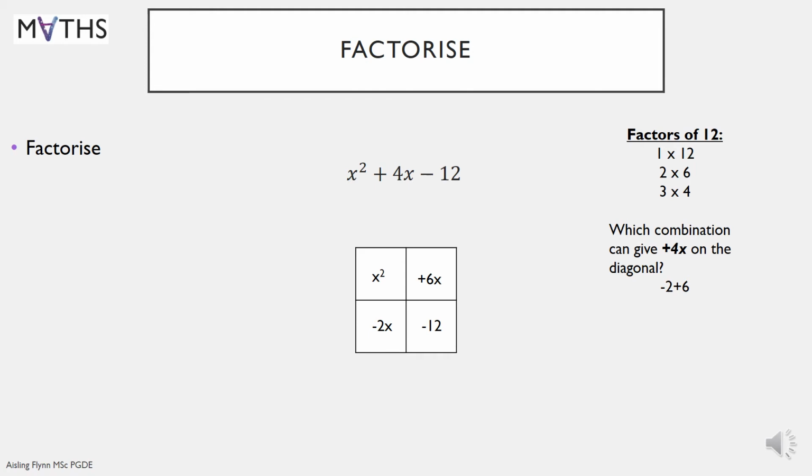Now look for your common factors. So we've got our diagonal right. Look for common factors. Top row, x is common. Left column, x is common. Right column, 6 is common. And bottom row, -2. So the minus is in both parts. And 2 is common.